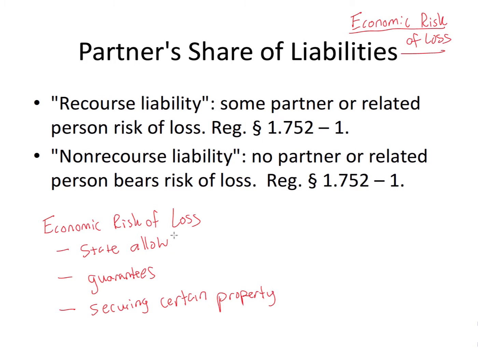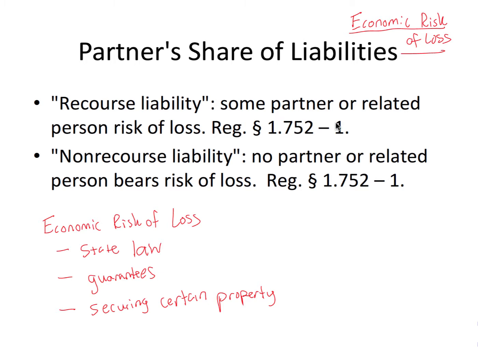So state law. Okay, so if state law, again, creates some type of obligation that a partner must make up to a certain deficit restoration or whatnot, that creates economic risk of loss. And then guarantee, that partner could say, even though they're a limited partner, they might guarantee up to a certain extent, and then the partnership might secure certain property or whatnot. And that's a huge thing. So that's what we look at when we look at economic risk of loss.